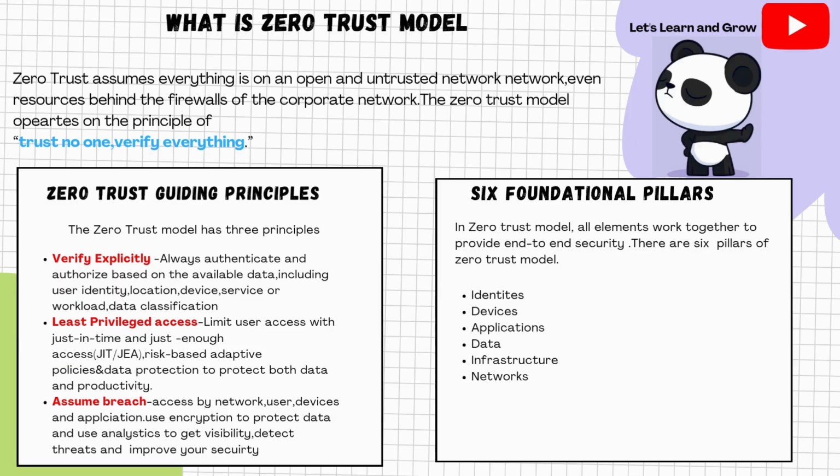Assume breach: zero trust always assumes that there is something suspicious going on by accessing through network, user, device, and application. Use encryption to protect data and use analytics to get visibility, detect threats, and improve your security. So in the next slide, we will understand the six foundation pillars, which are elements that work together to provide end-to-end security.